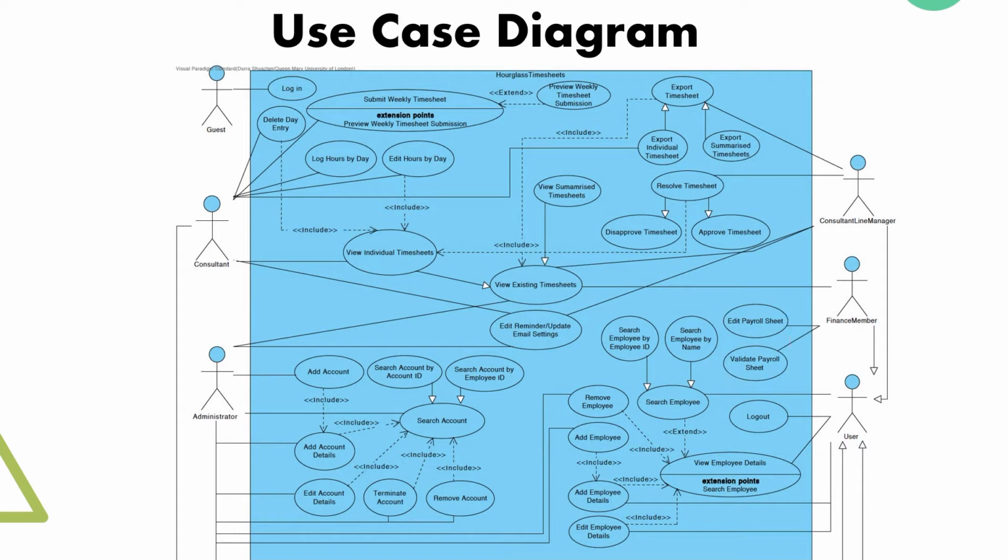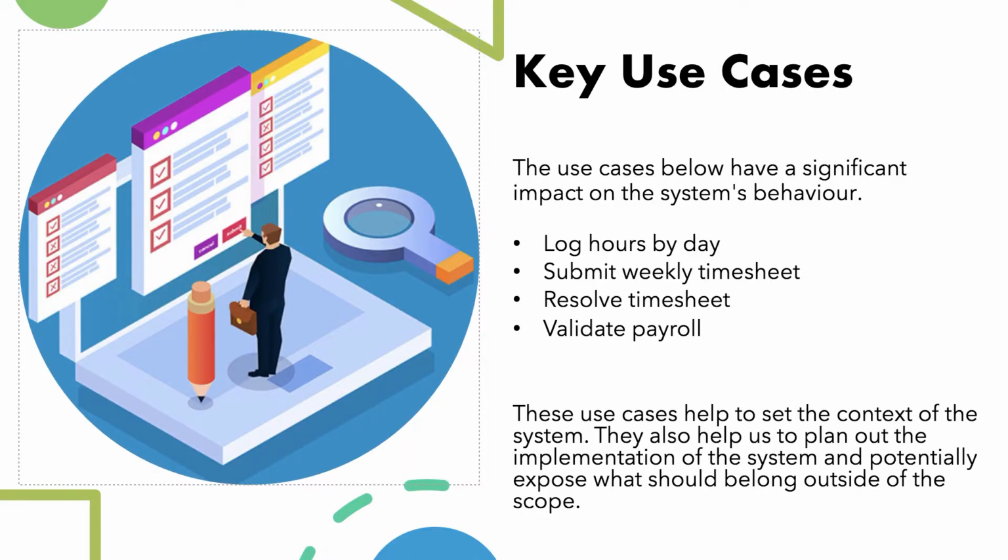It should be noted that although certain actors are connected to use cases, they're limited in certain functionalities according to their role. For example, non-admins can only edit their contact details, whereas admins have full control over all of the users' details. The summary of the key uses explained can be found on this slide. These use cases help to set the context of the system, plan its implementation, and potentially expose what belongs outside of the scope.